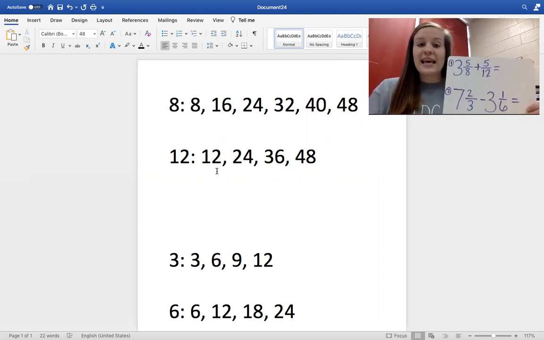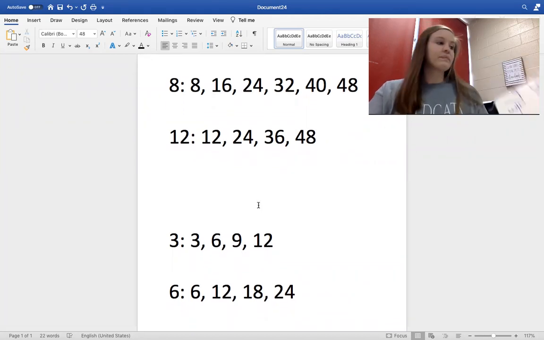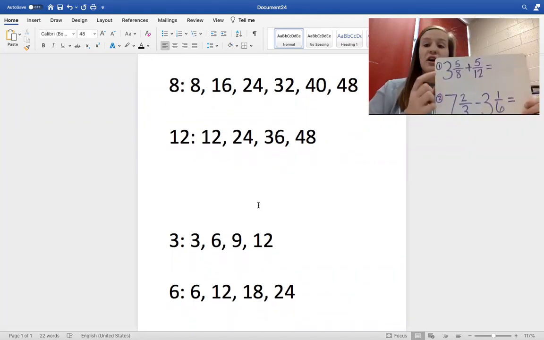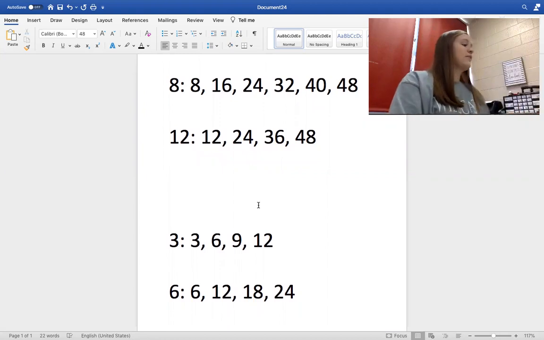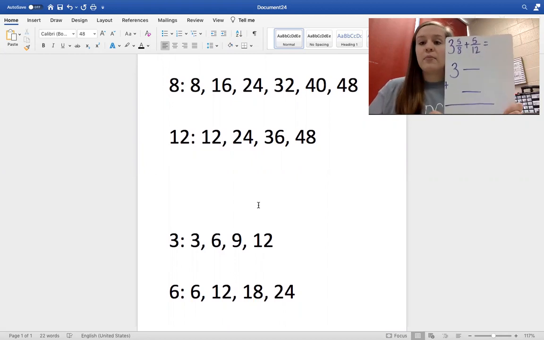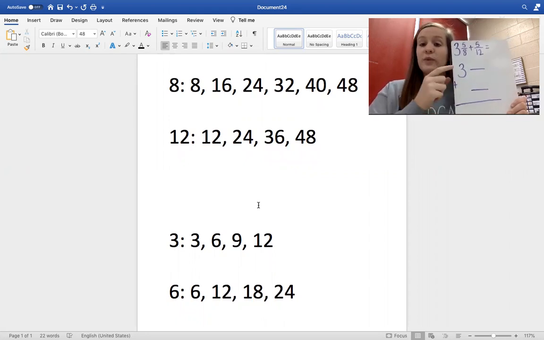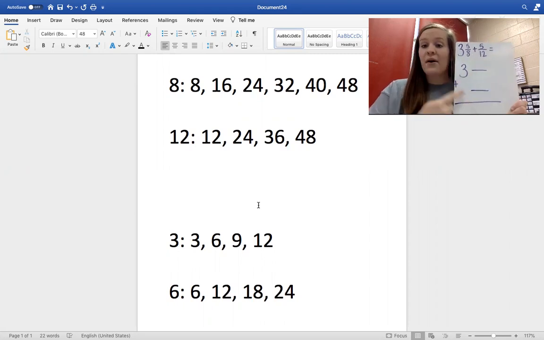If you can already see it, I have our multiples listed on the board for us just to save a little bit of time. And we are going to start with our first problem. So I have went ahead and set up our problem on the board. We have 3 and 5/8 plus 5/12. I went ahead and set it up stacked on top of each other because that's easier for me when I'm adding and subtracting, because sometimes we might have to borrow, sometimes we may have to carry since we have our whole number.